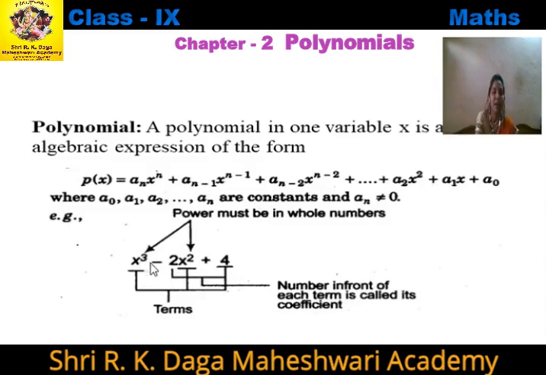Here you can see the powers of x are 3, 2, which are whole numbers. So, in polynomials, powers must be whole numbers. This cannot be negative or a fraction. This x cube, x square, 4, these are called terms of the polynomial. Numbers in front of each term are called coefficients. Here the coefficient of x cube is 1, the coefficient of x square is minus 2 and so on.